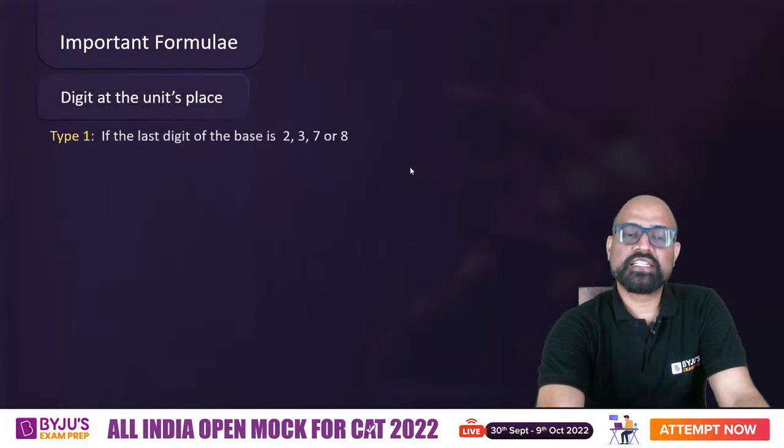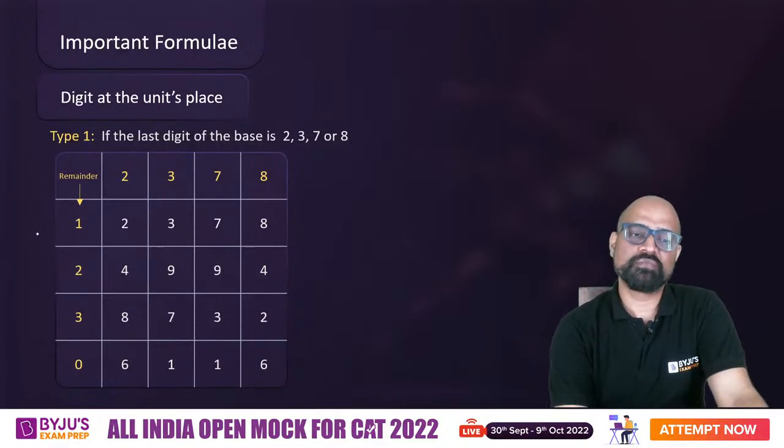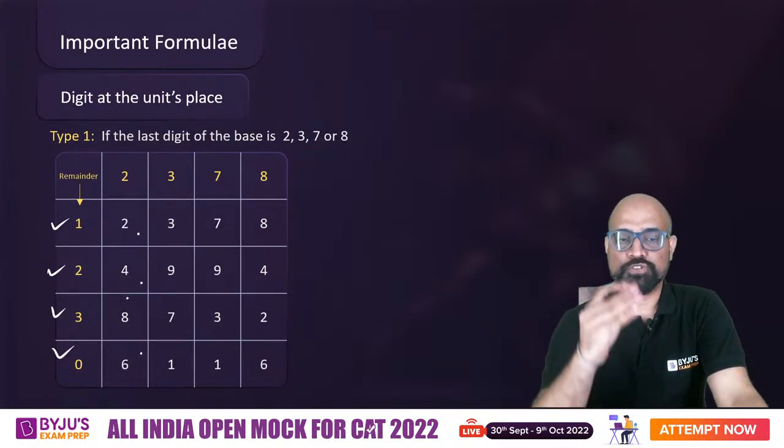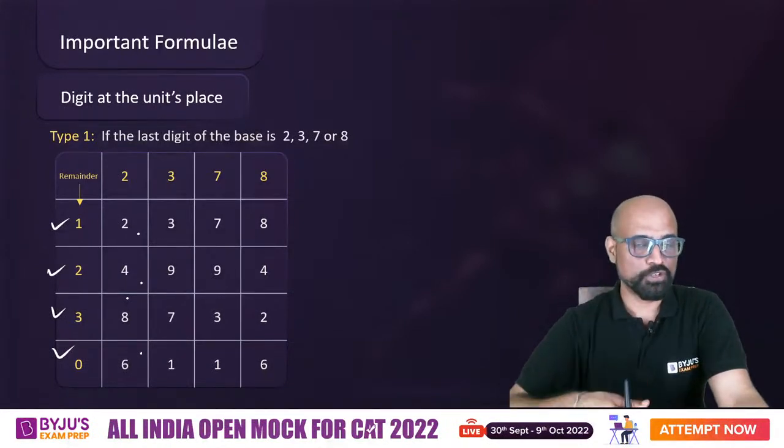How do you calculate digit at units place? If the last digit of the base is 2, 3, 7 or 8, if the remainder of the powers is 1, 2, 3 or 0, these are the units places you are going to have: 2, 4, 8, 6, 3, 9, 7, 1, 7, 9, 3, 1, 8, 4, 2, 6.